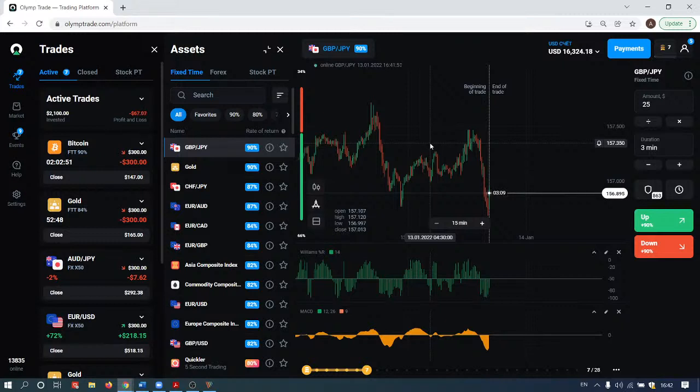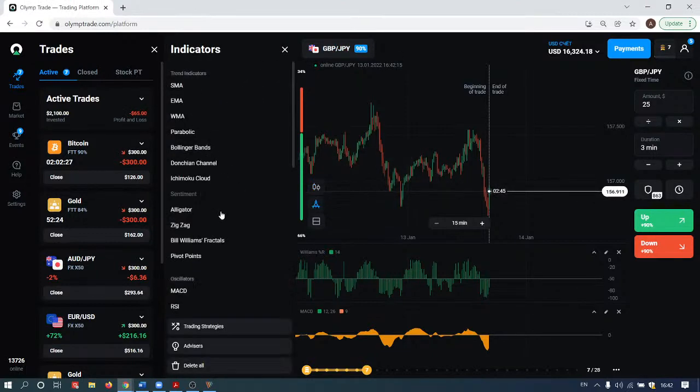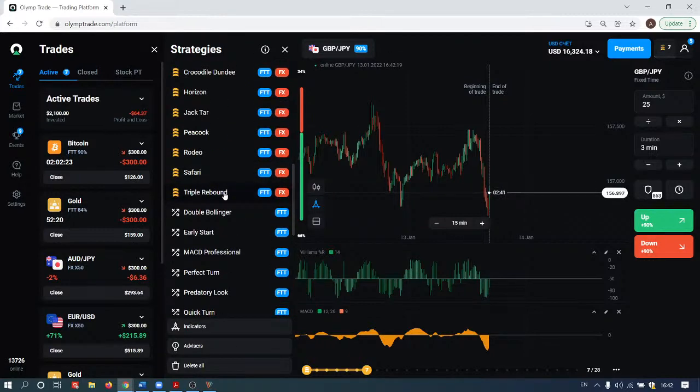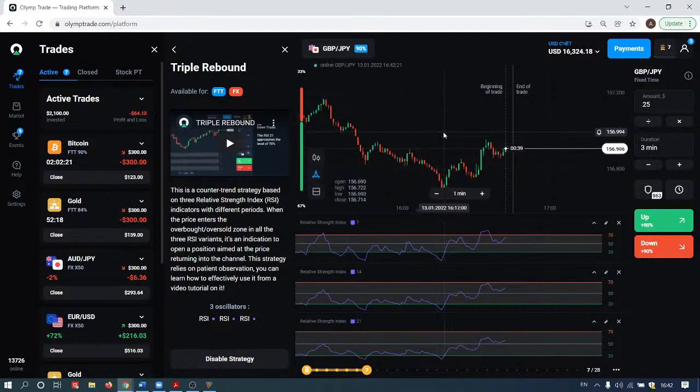All right, guys, let me stop here. Thank you very much for your attention, and let me check our schedule. Next Tuesday, the 18th of January, we are going to have a strategy called triple rebound. This strategy is based on 3 RSI indicators. RSI triple rebound is this one.